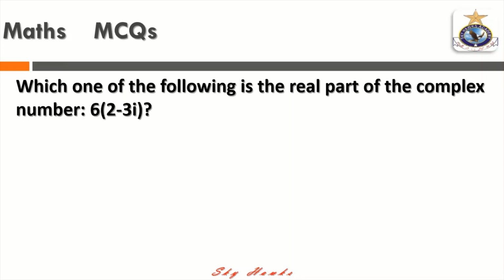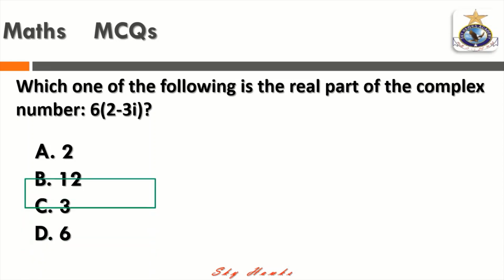Which one of the following is the real part of the complex number 6 into 2 minus 3 iota? Okay, so there are 4 options. So first see the options and select your answer. So what is the answer? 6. So you are saying 6. That is the real part of the complex number. But the right choice is 12.